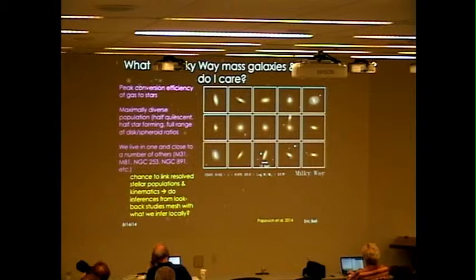So there's one thing that's obvious and has been talked about a lot: at this mass, there's a peak conversion efficiency from gas into stars. And so this is where the average stars, if you like, or the median stars in the universe live. Then one can see here, it's really the maximally diverse population. It's really where about half of the population is quiescent and no longer forming stars at a significant rate, and the other half are forming stars happily.